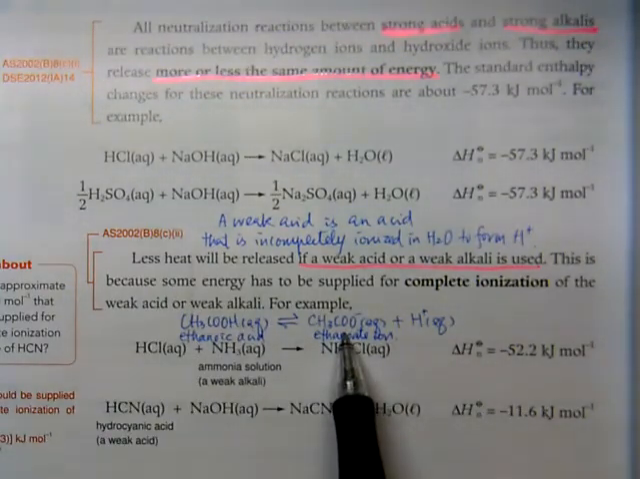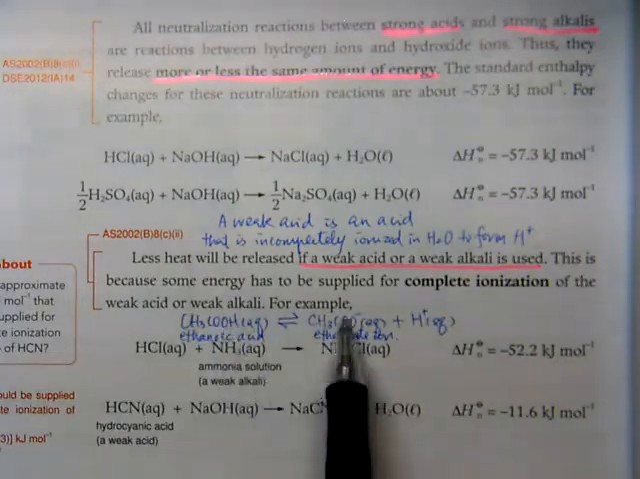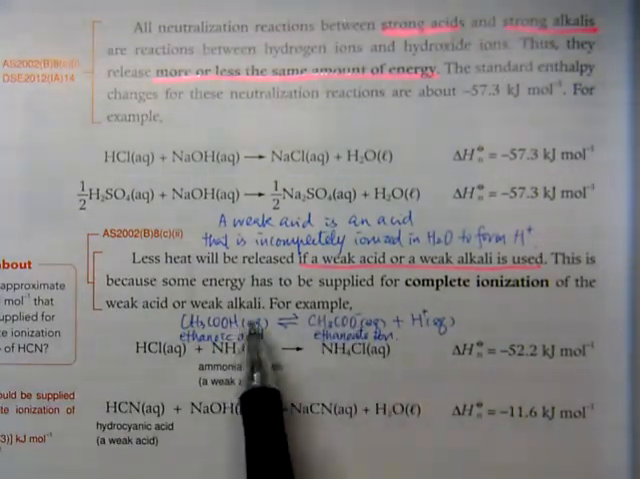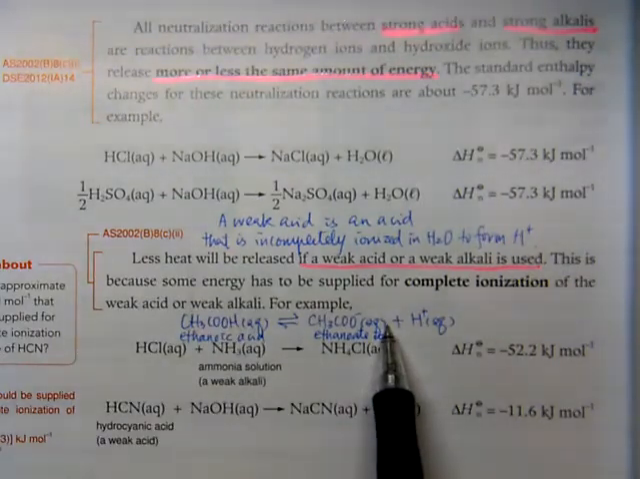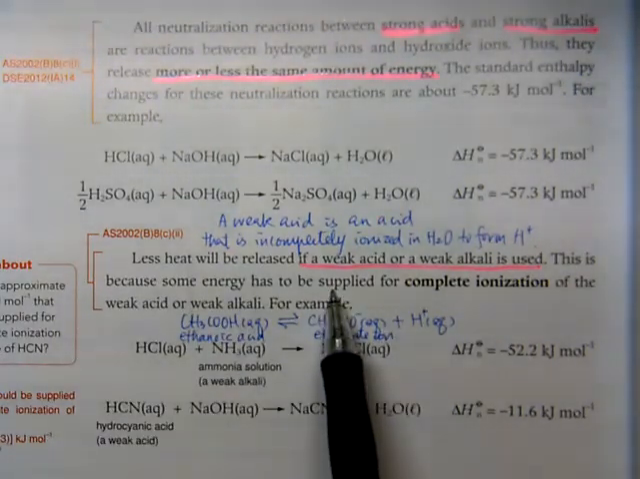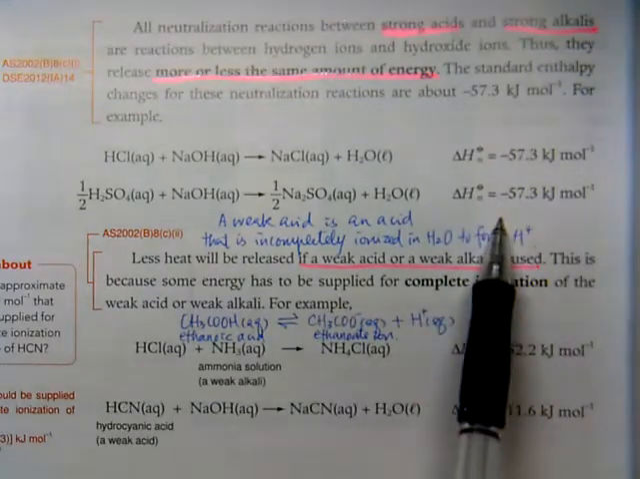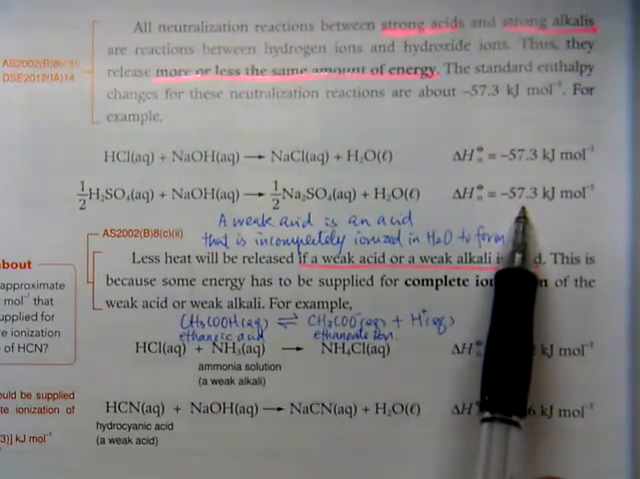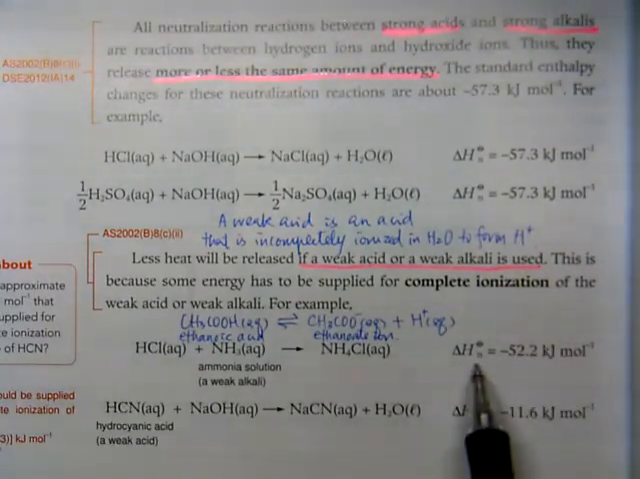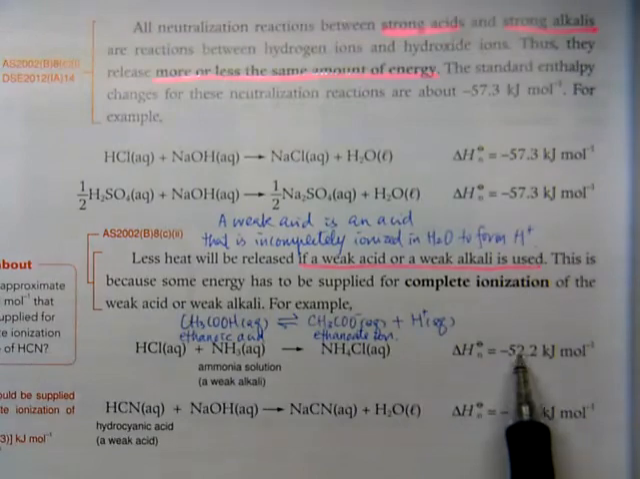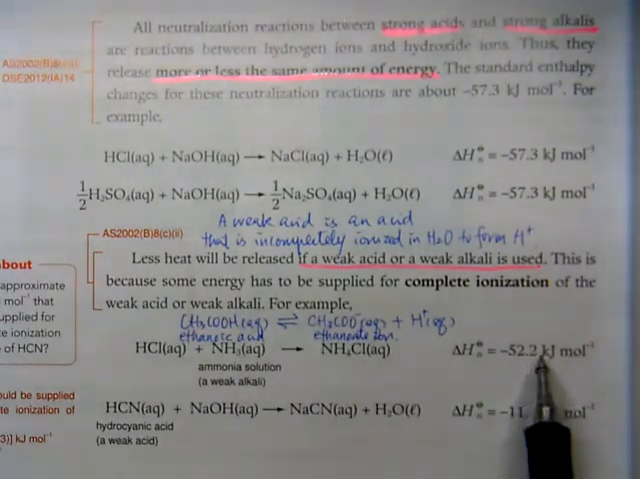However, during the neutralization, some energy is needed for complete ionization of the weak acid. That means until all the ethanoic acid is neutralized. Where does the energy come from? It comes from the heat of neutralization. So the final heat of neutralization is with a smaller magnitude. Do you understand? With a smaller magnitude.